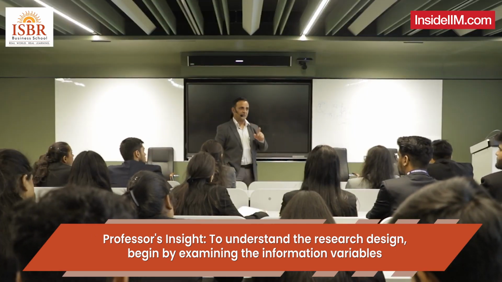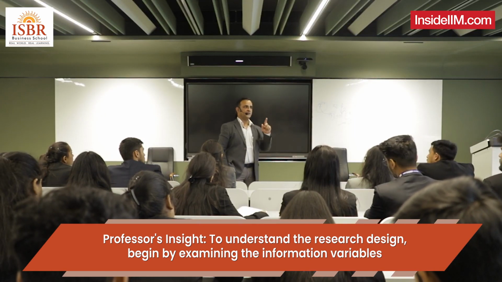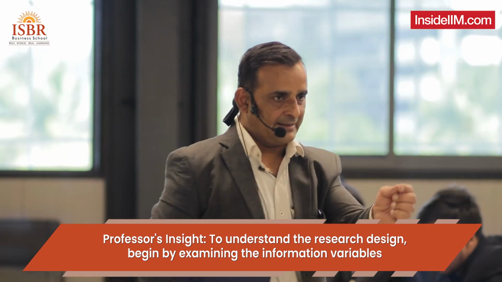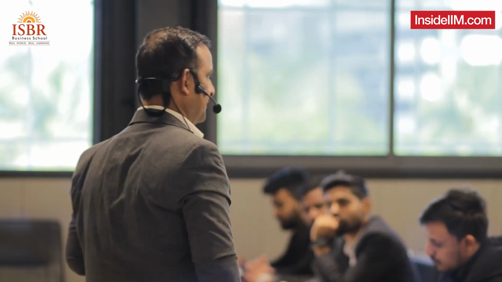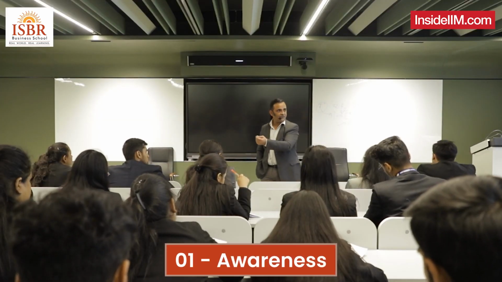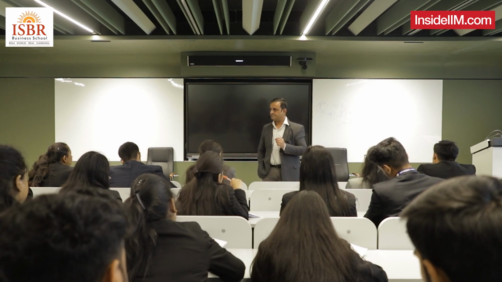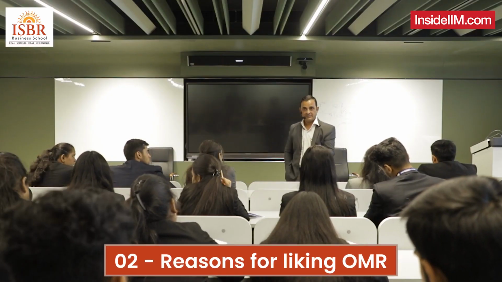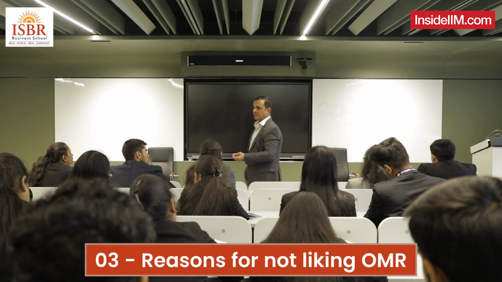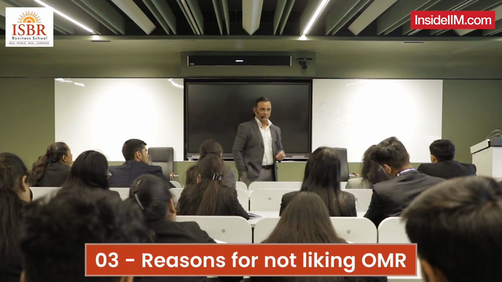One of the first components of research design is the information variables to study. You said, sir, we're talking about the awareness of the OMR concept. So this will be the first information variable. I'm digging it out from you only. Awareness level of the OMR concept, right? Furthermore, for the respondents who already like it, why they like it, the reasons for liking the OMR concept. Third, for those who are not using it, the reasons for not using the OMR concept.